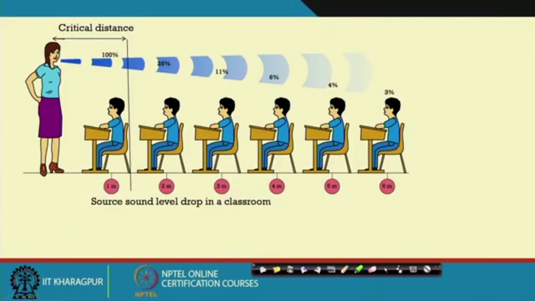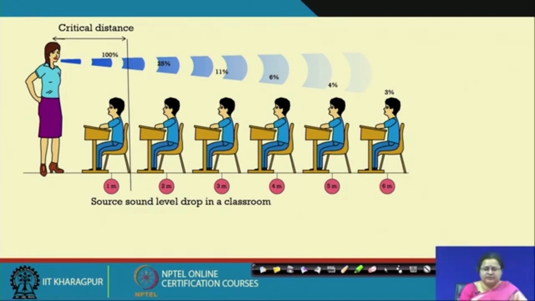So, if we go to the next slide, what we see is that the sound pressure is gradually going down, is decaying, and almost at the end, not much of the original sound of the speaker, who is the teacher in this case, is reaching. It is only mostly the reflected sound which is reaching.